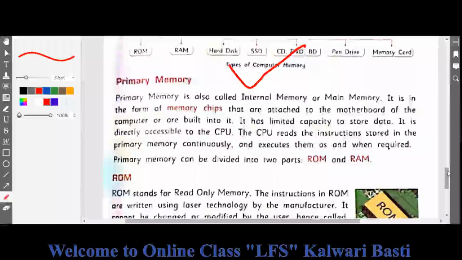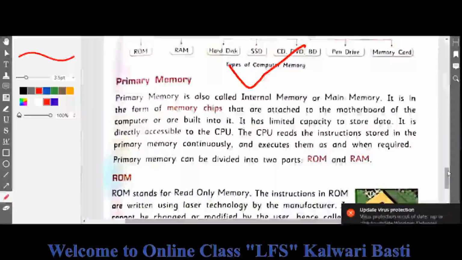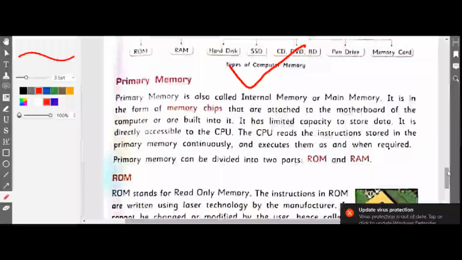The CPU can directly communicate with the primary memory, that means the main memory, or you can say the internal memory. So the CPU can directly access the data, or it can transfer the data to the secondary memory, the secondary storage device.